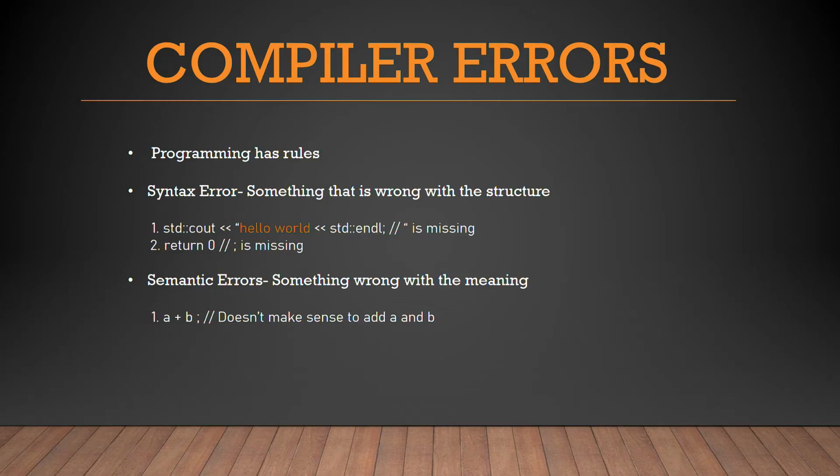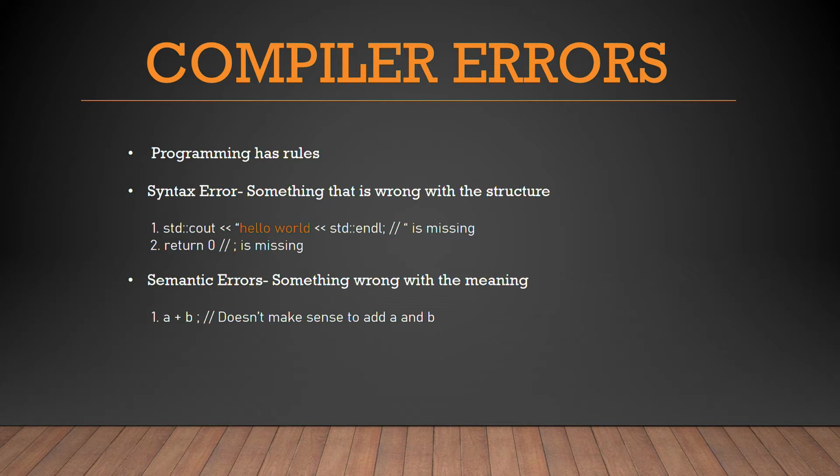Okay, so welcome back. In this video, we'll talk about what compiler errors are and why they can happen. Programming languages have very specific rules, and you need to be sure how you write the code so the compiler can translate your code into machine language. These rules involve both structure and meaning in your code.